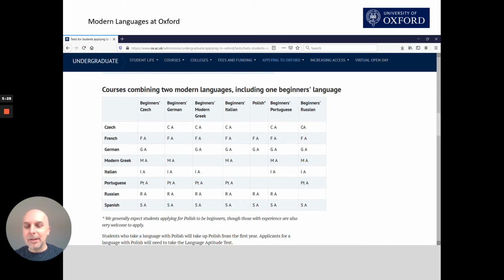If you were looking to take a course where you're combining two modern languages, one of which is a beginner's language, then this would be the table that you would look at. So, for example, we can see on the second row, if you wanted to do French and beginner's Czech, then you need F and A. So you need to take a test in French and an aptitude test, the LAT, the language aptitude test that I was just talking about. And every single course, including the joint courses like English and modern languages, have their own table on the website where you can clearly see the required tests to take for each option.